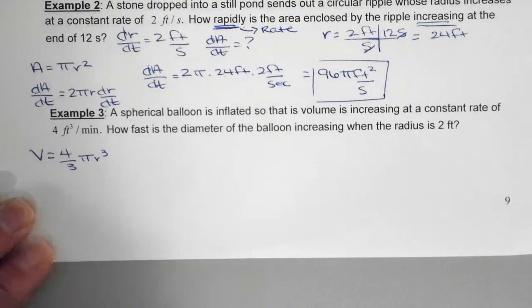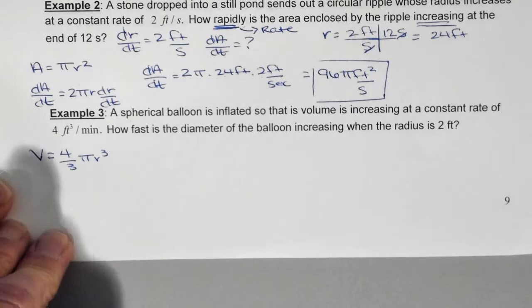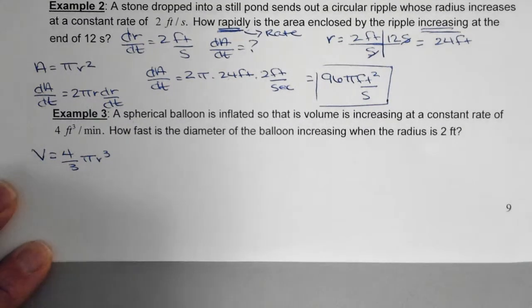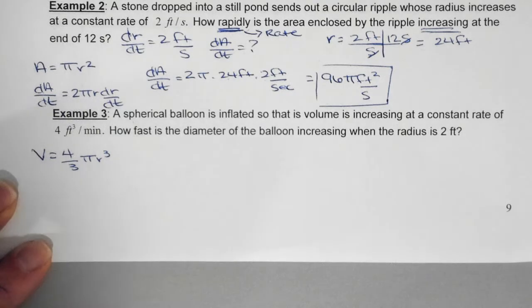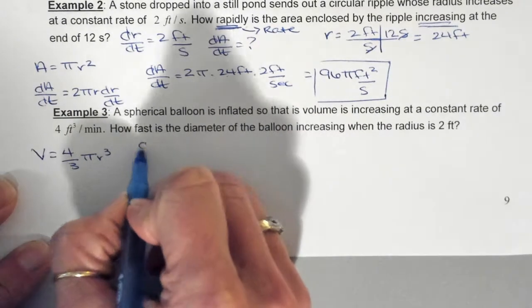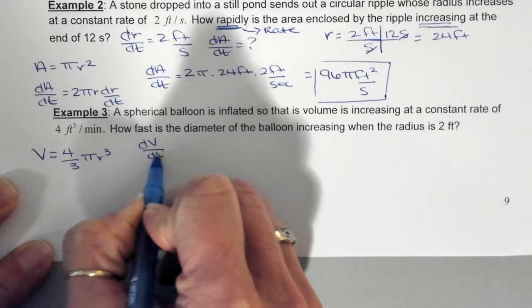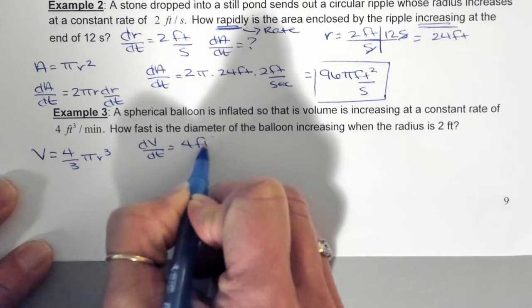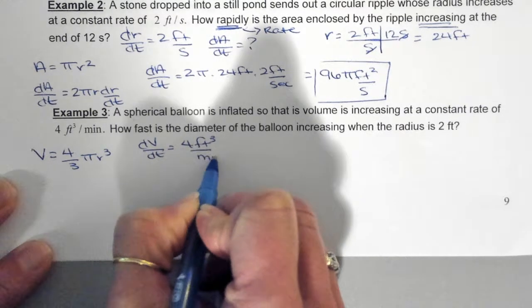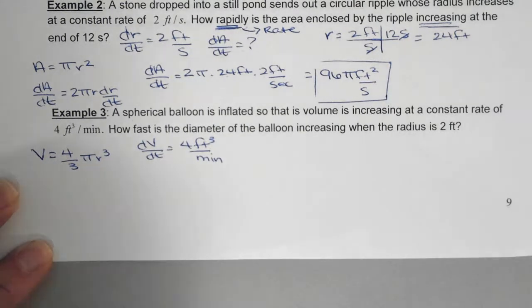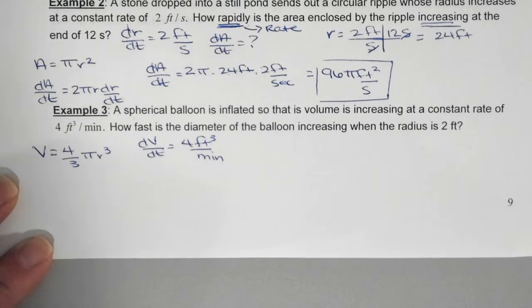Okay? Constant rate, the volume is increasing at a constant rate of 4 cubic feet per minute. What do you think that is? Yes, sir? Yep, dV dt. So they gave us dV dt is equal to 4 cubic feet per minute. They want to know how fast is the diameter of the balloon increasing. So what do they want to know?